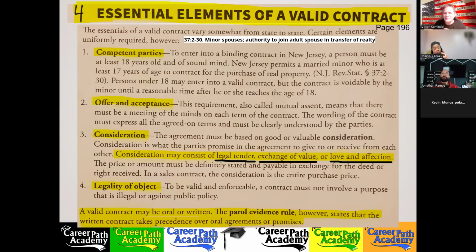So the exam is probably going to have what's still written on the books in the law. But you should know that in New Jersey, you cannot be married and a minor anymore. So in practice, this does not apply. On the exam, that's a different story, because the exam just follows the laws on the books. And there's still a law in the book that says that married minors can transfer property.